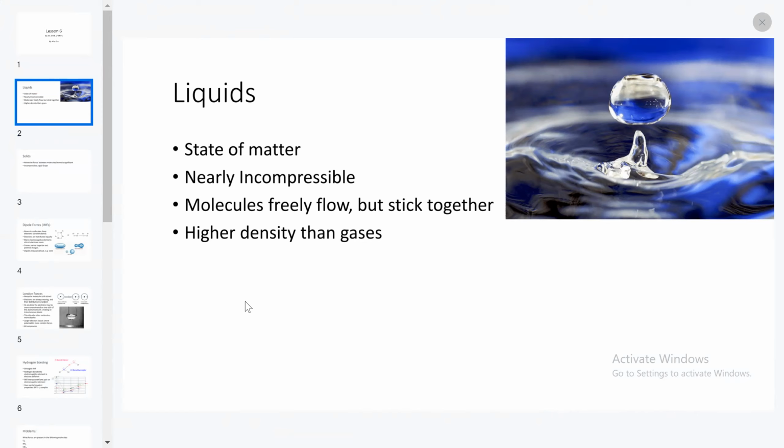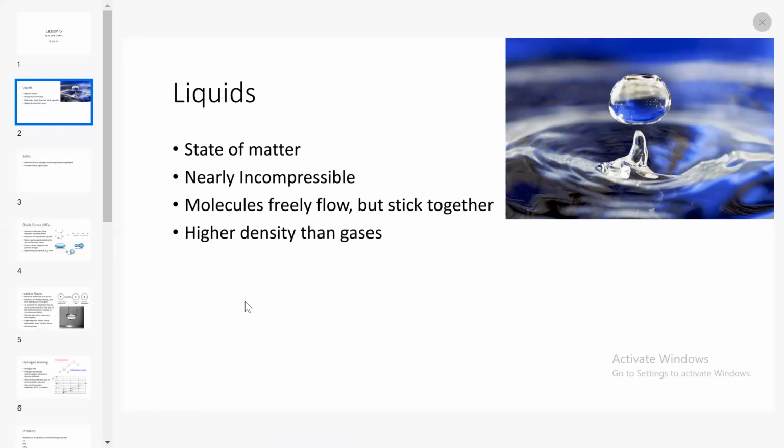So liquids have some interesting properties in that they are nearly incompressible. So unlike gases, which can be easily compressed, like their volume is not fixed, liquids have an essentially fixed volume. Okay. And in a liquid, the molecules flow freely around each other, but they also stick together with significant forces of attraction, which is why, unlike in a gas where all the particles can fly around and they don't really attract each other, in liquids, the molecules do attract each other, which is why liquids hold together. And liquids have much higher density than gases.